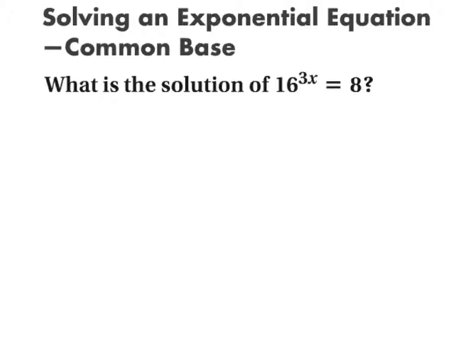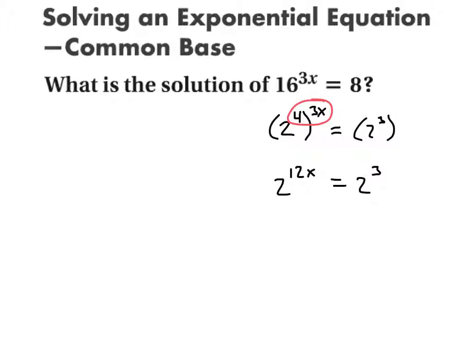Let's rewrite 16 to have the lowest base possible, which is a 2. 2 to what power is 16? Fourth. Raised to the 3x power. And then 8, well, that's going to be 2 raised to what power? Third. So if we have a power raised to a power, we multiply. So I have 2 raised to the 12x power equals 2 raised to the third power. And so now I know that 12x equals 3. Solving that simple one-step equation from Algebra 1, we see that x equals 1/4.